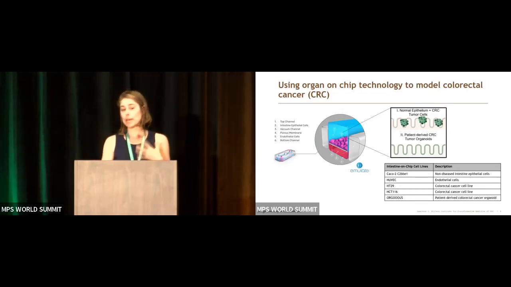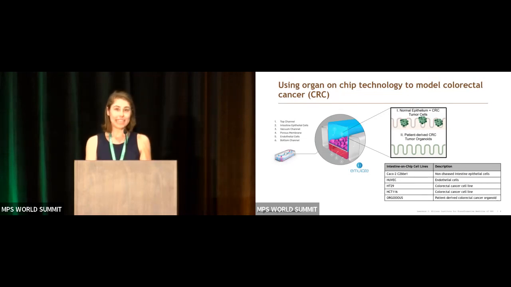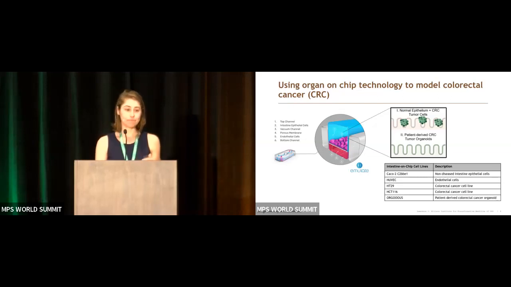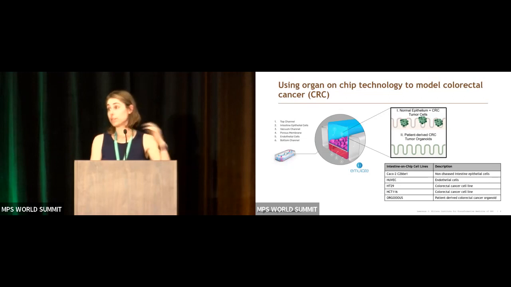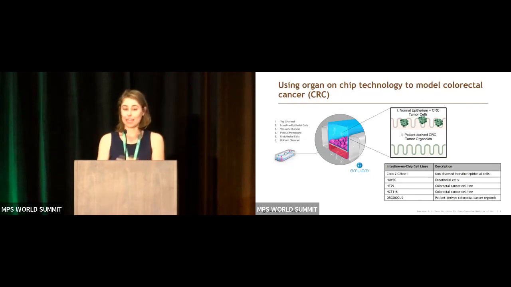Or we can actually use patient-derived colon cancer tumor organoids, which I'll be talking a little bit about today, although someone else will be describing our model at a different time. In our bottom channel, we're using human umbilical vein endothelial cells. And in this top channel, we've worked with a few different colon cancer tumor cell lines, whether the HT29s, the more aggressive HCT116s, and again, like I said, patient-derived colon cancer organoids.